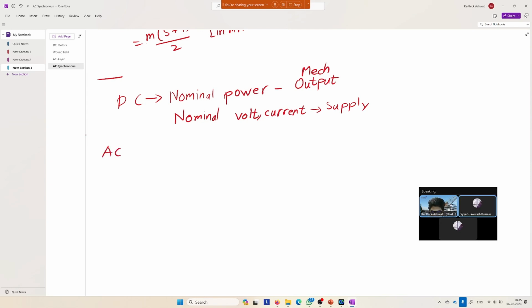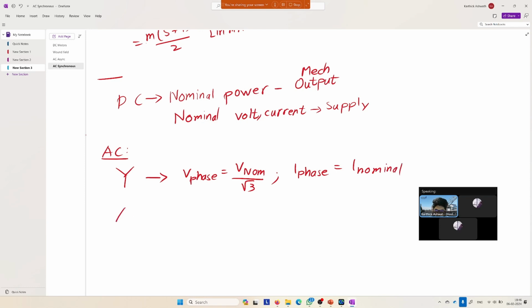But on the AC supply side, if you have this star or Y connection, that means the voltage that each phase is getting, V phase, equals V nominal divided by root 3. I phase equals I nominal, in AC Y connection.